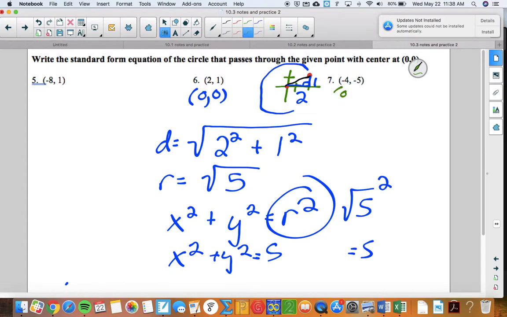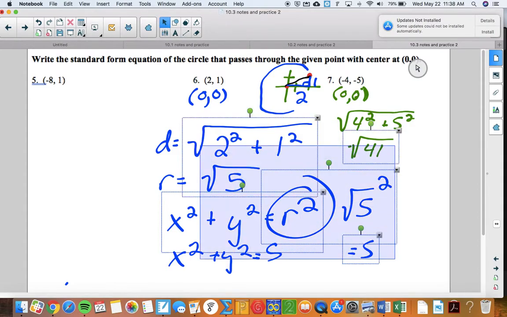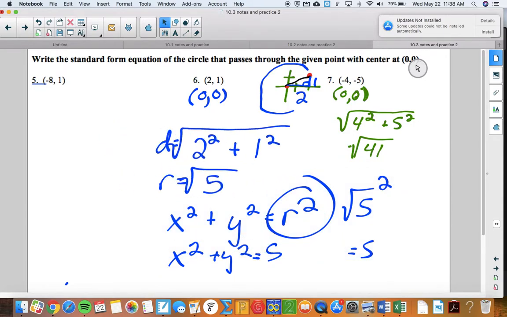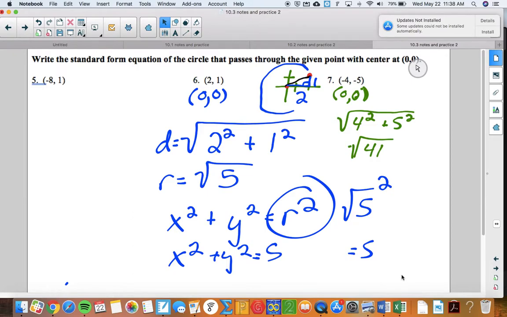Over here, maybe I'm not going to make a picture this time. They don't say to make a picture, so sometimes it's super helpful. But here, I think I could just do this algebraically. So my distance in the x's is 4, so I'm going to square that. My distance between the y coordinates is 5, so I'm going to square that. Add those answers together and square root. So you get 16 plus 25, which is 41. So that value now goes in place of the R.